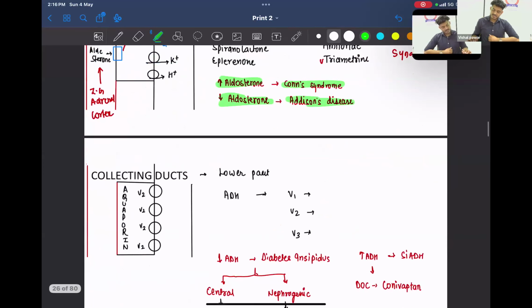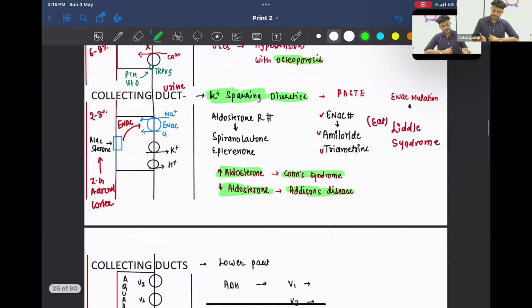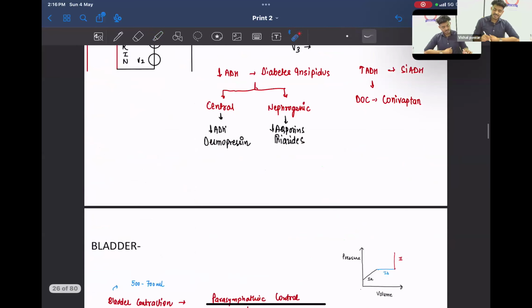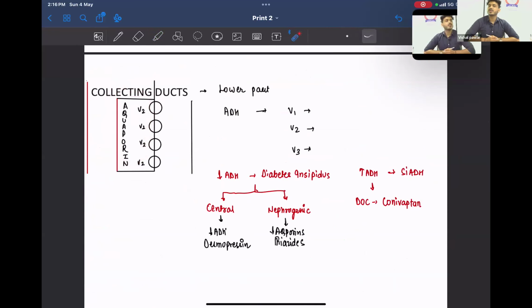The second part, this is going to be the upper part of the collecting duct. Okay, the lower part of the collecting duct will be having the last pump, and these are going to be your aquaporins. These are the aquaporins which are going to have the functioning of anti-diuretic hormone. Now it will be functioning automatically, and this is known as anti-diuretic hormone.